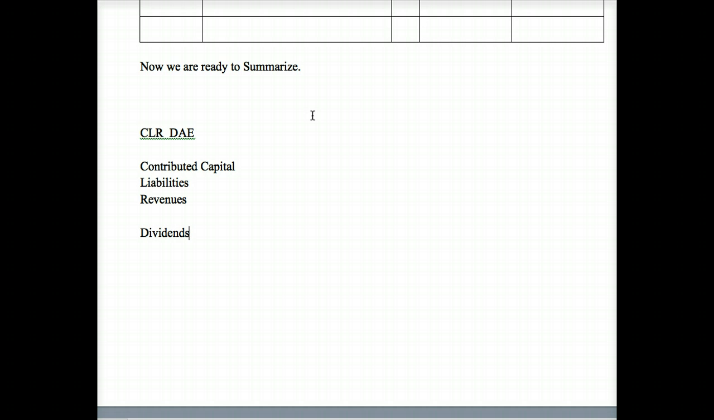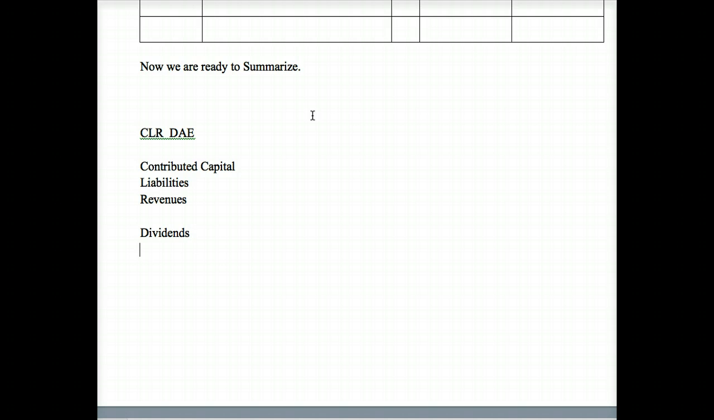Now, granted, dividends are an equity account, but remember, dividends reduce equity. So the more dividends you have, the less equity you have. So it's sort of a contra equity account, so to speak. Not that we call it that, but you can think of it in those terms to an extent. All right. Now, dividends are first.